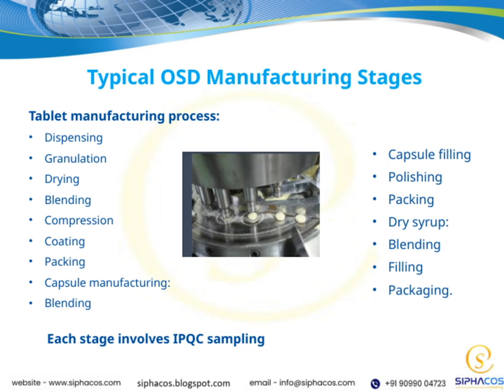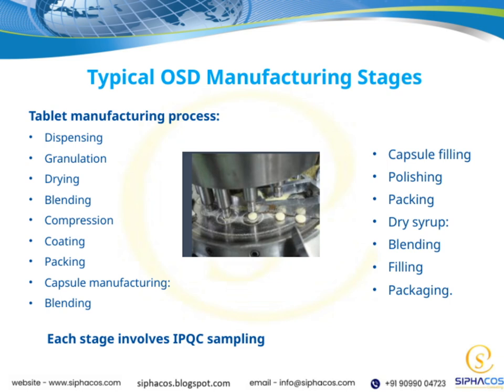Moving on to dry syrup, the manufacturing process involves blending the ingredients thoroughly, then filling the blended mixture into containers, and finally packaging the finished product. This process emphasizes maintaining uniformity and preventing contamination at every stage.